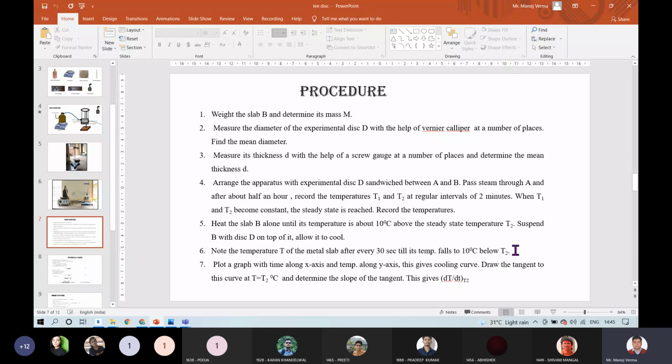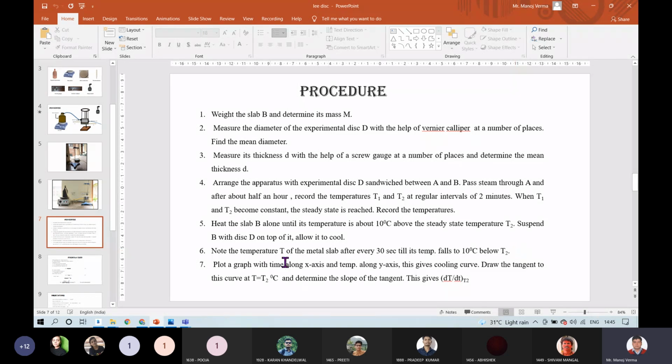Actually, what we are doing is we are trying to find how this slab B is cooling in the vicinity of this temperature T2. उसको 10 डिग्री ऊपर तक हीट करके उसके 10 डिग्री नीचे तक उसको ऑब्जर्व किया कि कैसे कूल कर रही है, एक कूलिंग कर्व ऑब्टेन किया, उससे उसका टेंजेंट ड्रॉ करके T2 पॉइंट पे और वहां पर स्लोप निकाल लिया उसका.